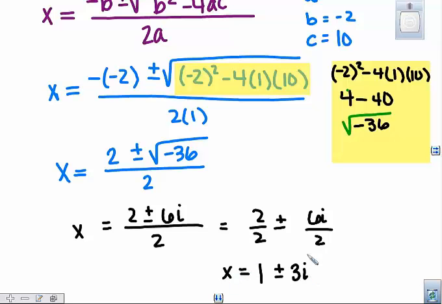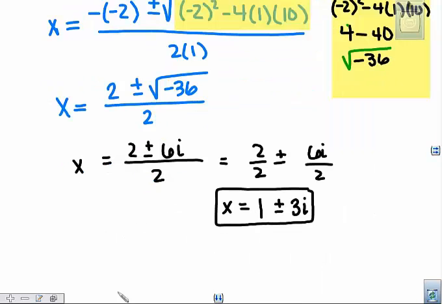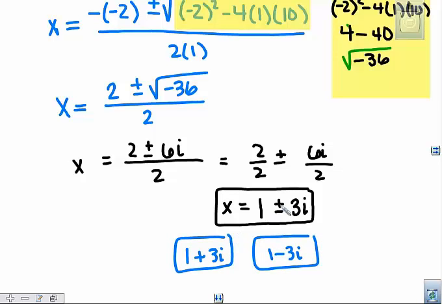So those are your roots. If you want to list them separately, you could just say 1 plus 3i and 1 minus 3i. Either way, written with the plus or minus or separated is fine. Okay? And make sure they're in the form a plus bi.